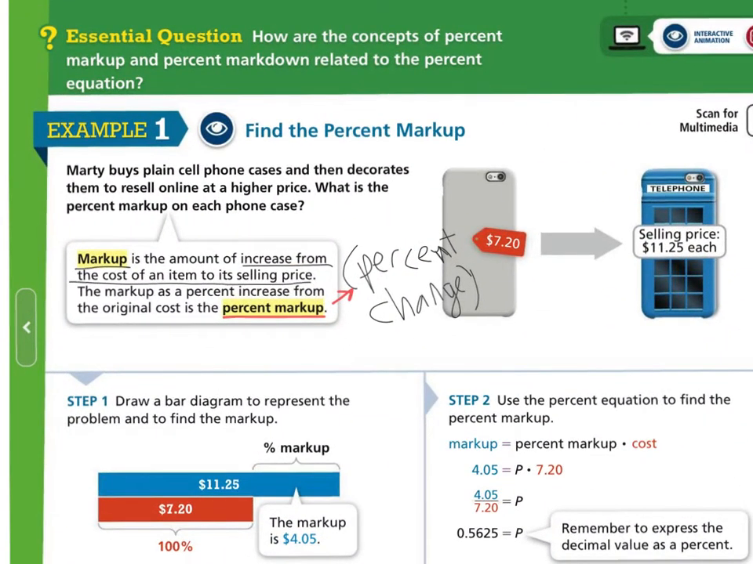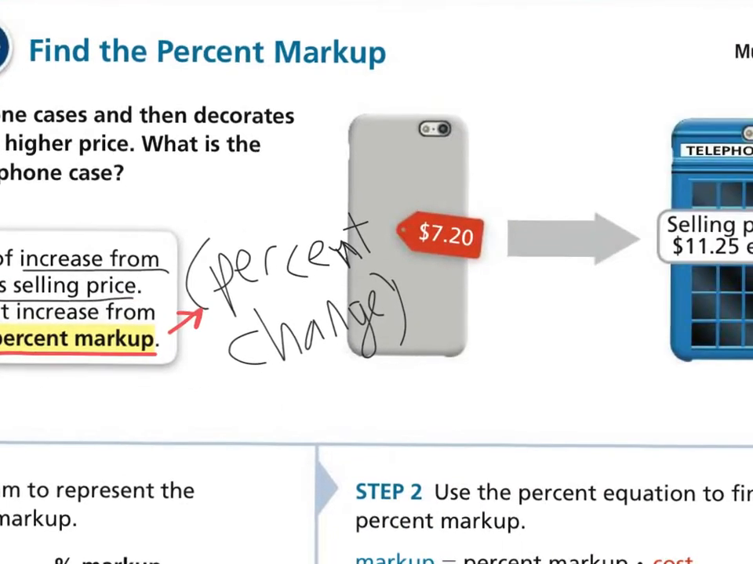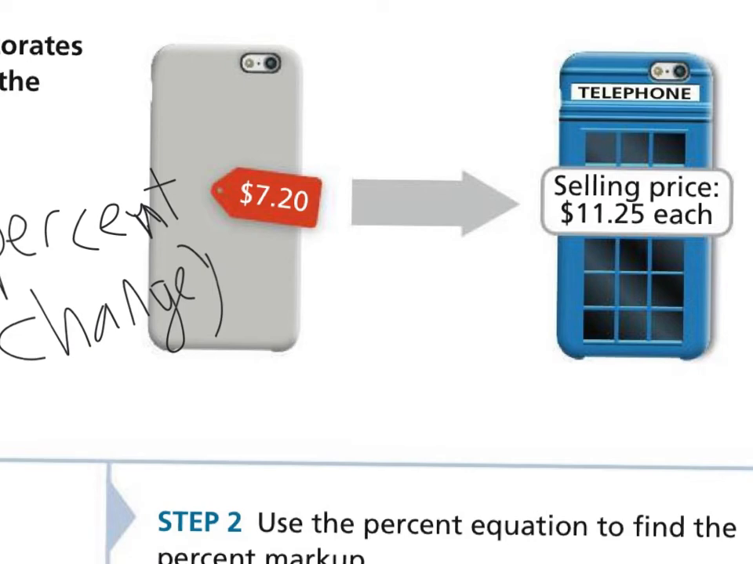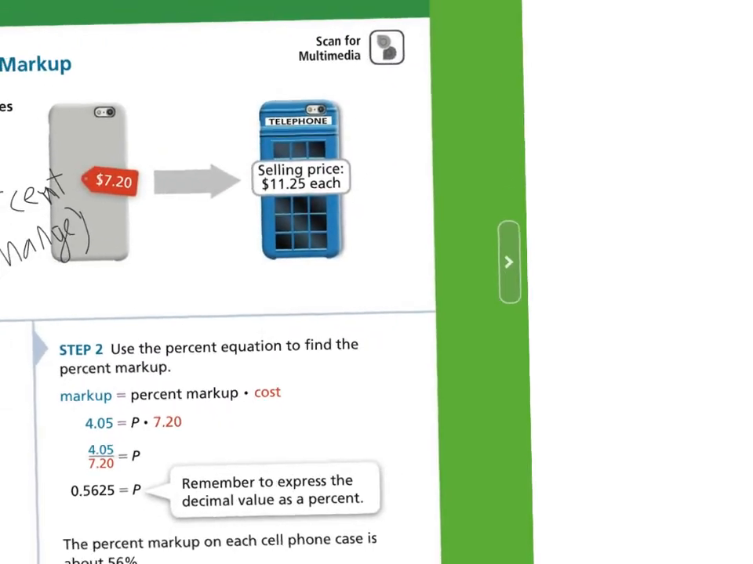So if you look at example 1, Marty buys plain cell phone cases, then decorates them to resell online at a higher price. What is the percent markup on each phone case? So markup, first of all, is the amount of an increase from the cost of an item to its selling price. If we look at the markup first, the cost was $7.20. They're selling it for $11.25.